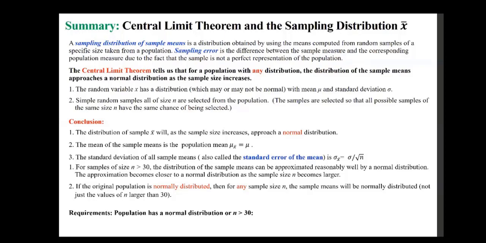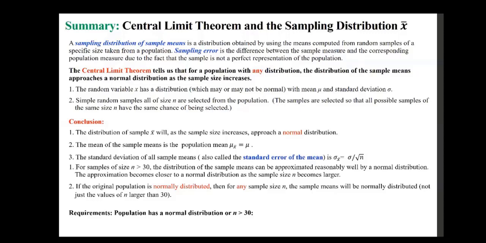1. For samples of size n greater than 30, the distribution of the sample means can be approximated reasonably well by a normal distribution. The approximation becomes closer to a normal distribution as the sample size n becomes larger. 2. If the original population is normally distributed, then for any sample size n, the sample means will be normally distributed, not just for values of n larger than 30. Requirements: population has a normal distribution or n greater than 30.